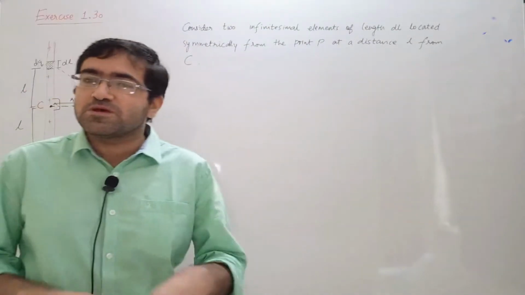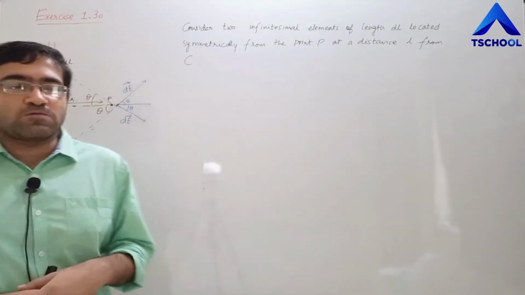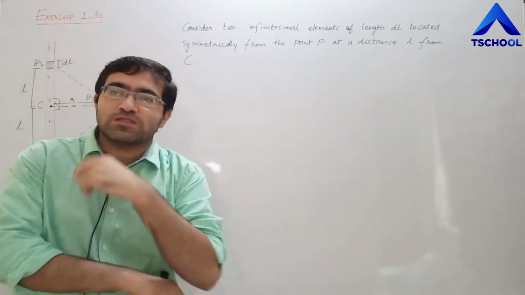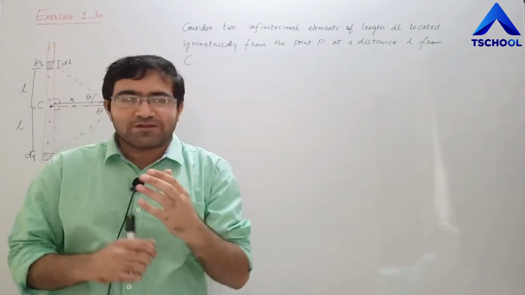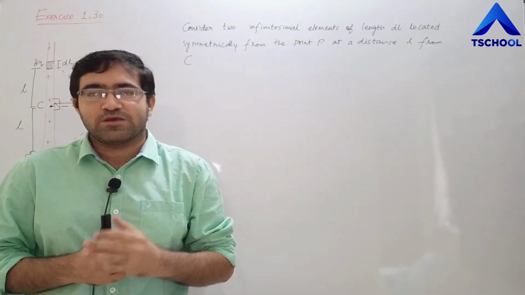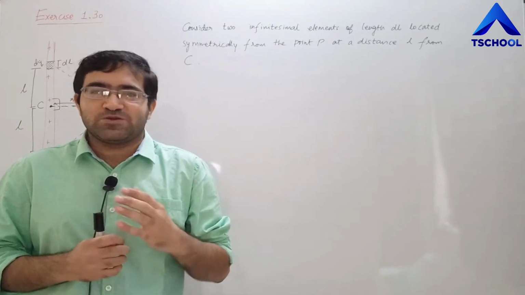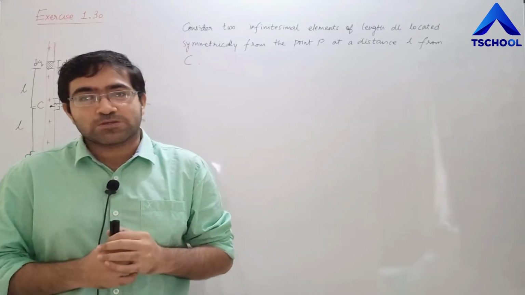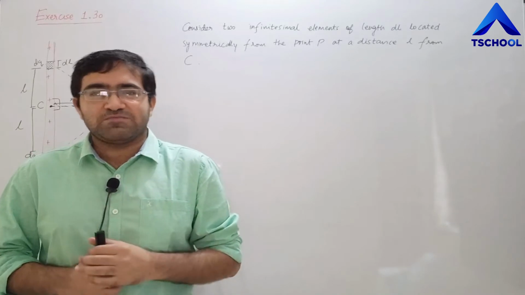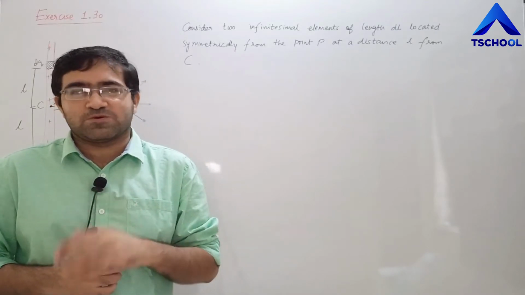Hello again, students. In this video, we are going to solve the exercise question number 30. This question deals with the electric field due to a long straight charged wire, right? We have found the electric field due to such a wire by using the Gauss law. We get the answer E is equal to lambda divided by 2 pi epsilon 0 r.